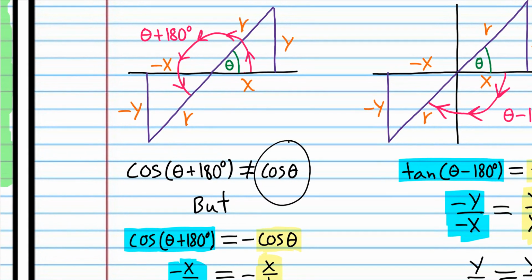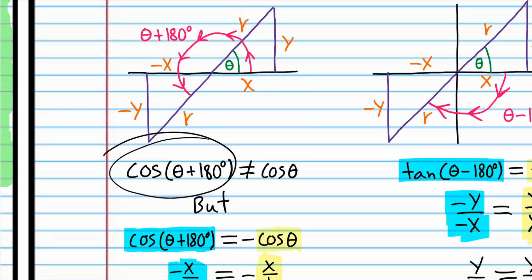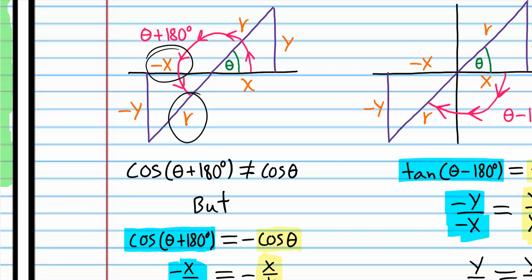Now, cosine theta, as I said, is adjacent over hypotenuse, x over r. But look over here. Cosine theta plus 180, if you follow that pink curve, cosine theta plus 180 is negative x over r. So they're almost equal to each other, but they're not quite, because x over r over here is positive. That's the green angle. And over here we have negative x over r. So that's negative. That's the pink angle, using this red angle, of course, as the reference angle.